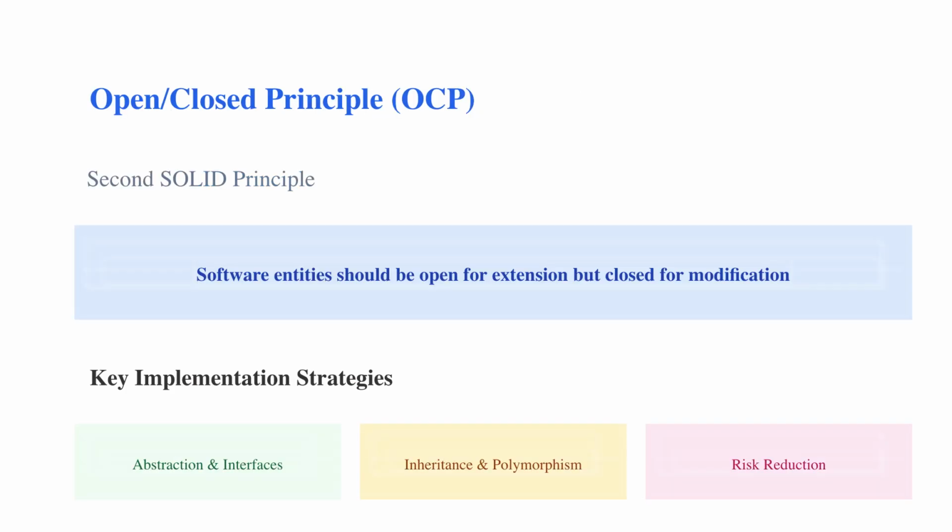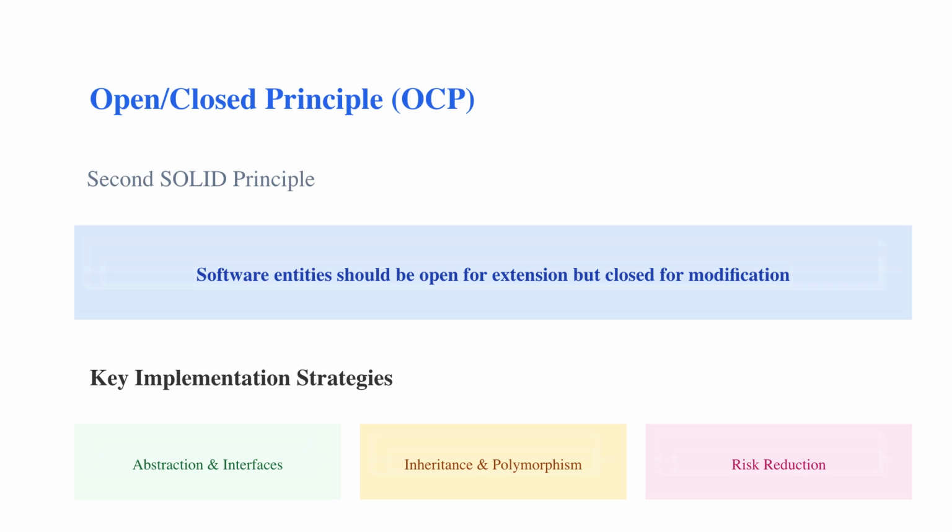Remember, SRP isn't about having the smallest possible classes or functions. It's about ensuring each unit of code has one clear reason to exist and one reason to change. This creates a solid foundation for all the SOLID principles we'll explore next.